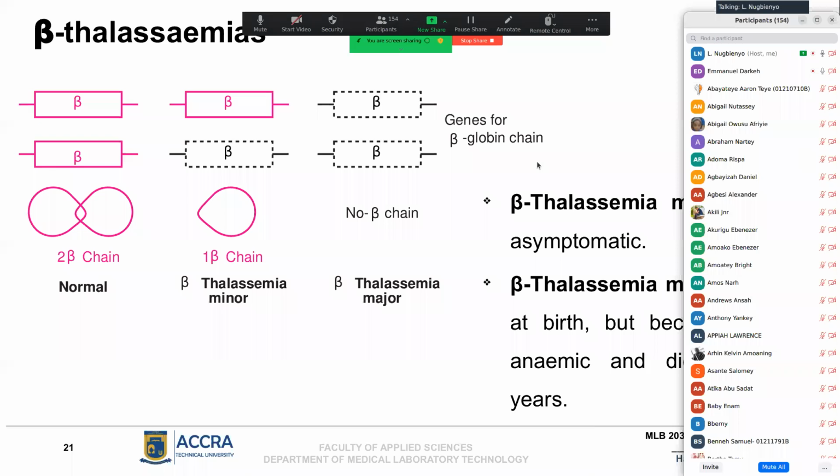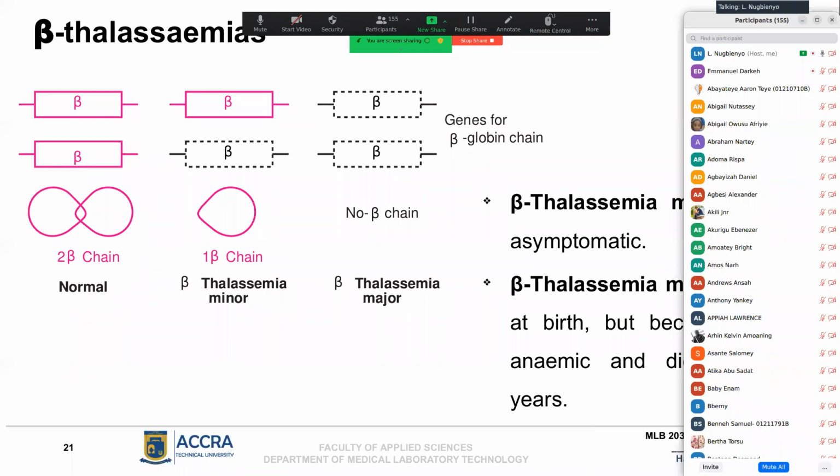Please, the beta thalassemia and the alpha thalassemia, how can you determine it? How can it be determined clinically? So that you can prevent it?